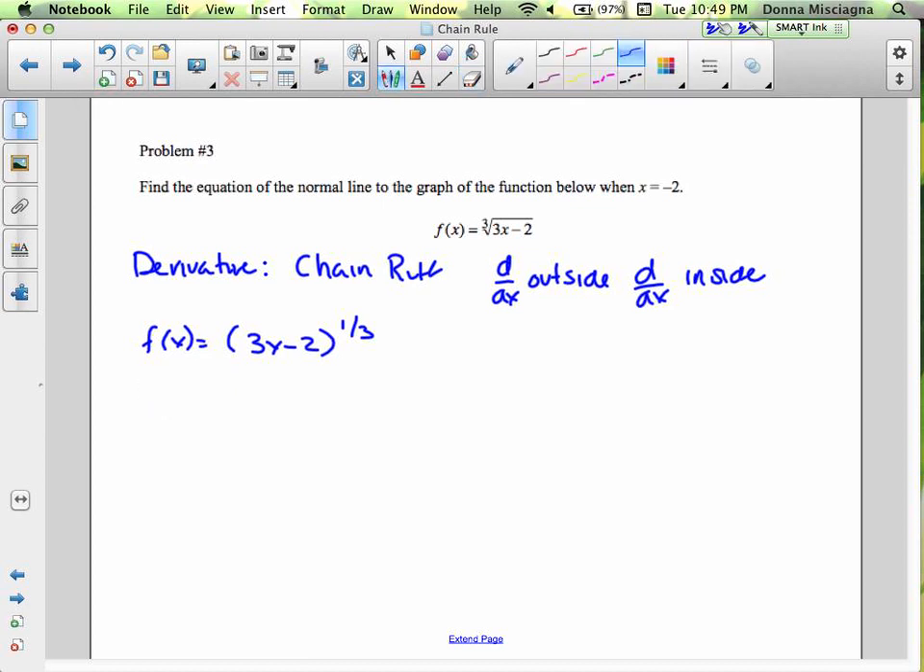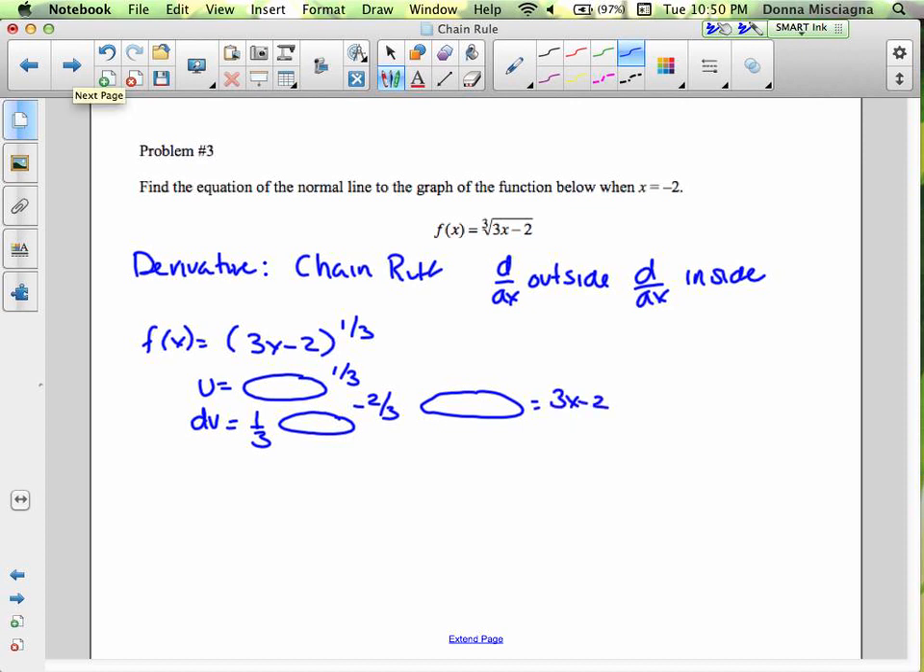So let's make the u the outside, right? So u is just blop to the 1/3. du is going to be 1/3 blop to the -2/3, and we know we've got to replace the blop, right? And that's just 3x minus 2. Right, so our blop is just 3x minus 2.